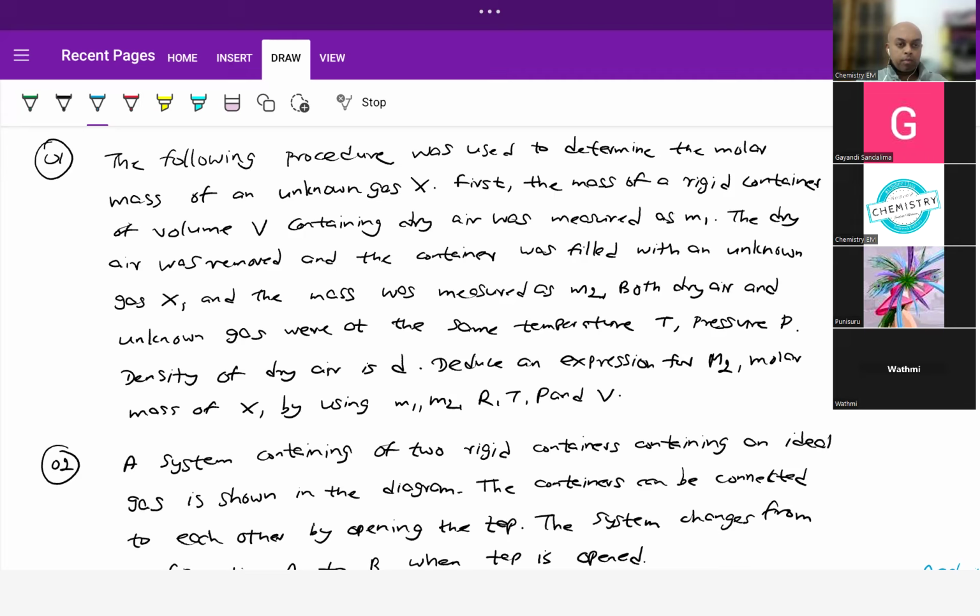Yes, I need the expression for capital M, that is, the molar mass of X. I need an expression for that.